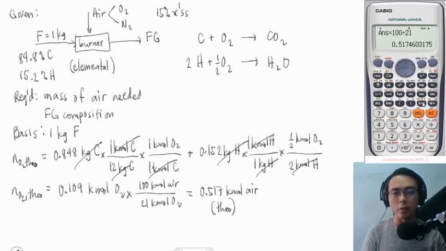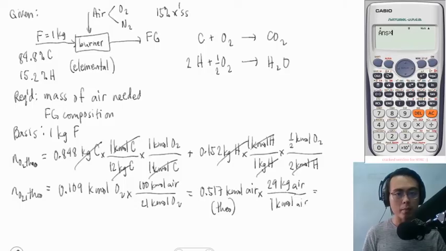Okay, and then what's needed is we simply have to convert this to mass using the molecular weight of air. For simplicity, we're going to use 29 kilograms per kilomole as the molecular weight of air, although if you want, you can use the more exact 28.86 kilograms per kilomole. 29 kilograms for every 1 kilomole of air. We get the answer to the first required as 15 kilograms.